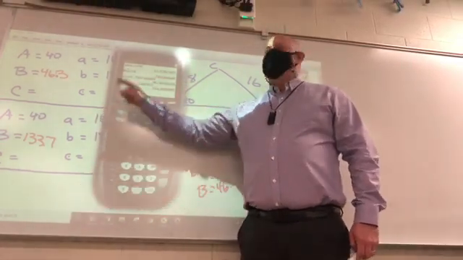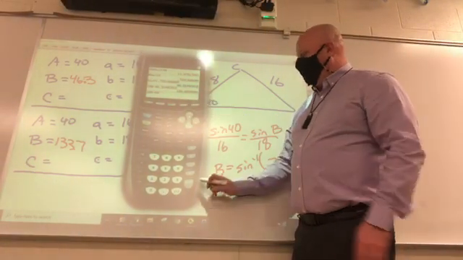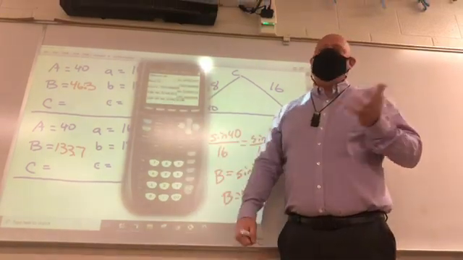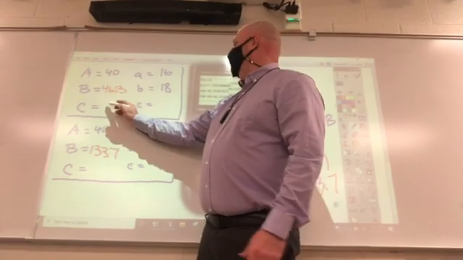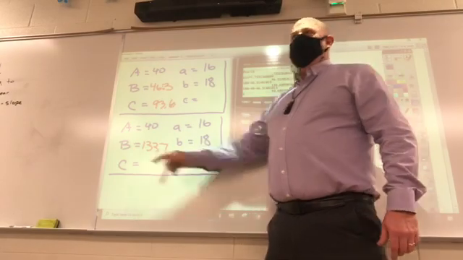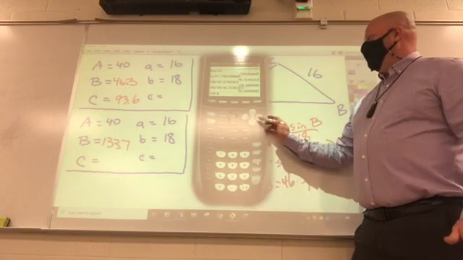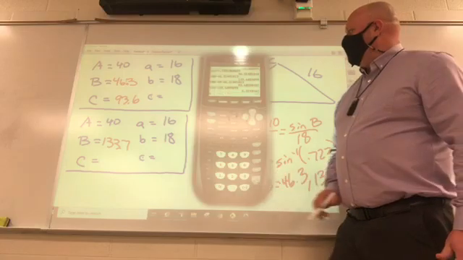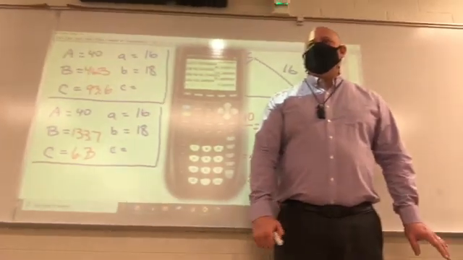Does that make sense? Now, technically speaking, that 46.3, even by using the whole thing, it is a rounded number, but it's rounded to like 10 decimal places, so that's pretty darn accurate. So my first angle C should be 93.6. And then how do I find my other angle C? I do 180 minus 40, which is 140, minus, and then I'd go up and grab the 133.6 or 7, and I got 6.3. Does that kind of make sense?